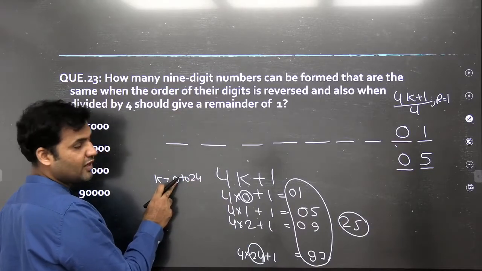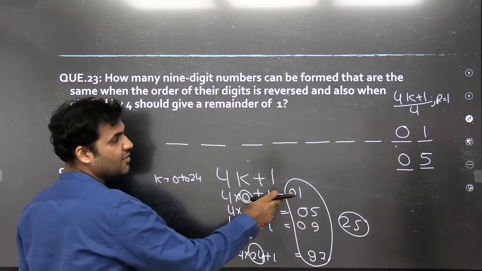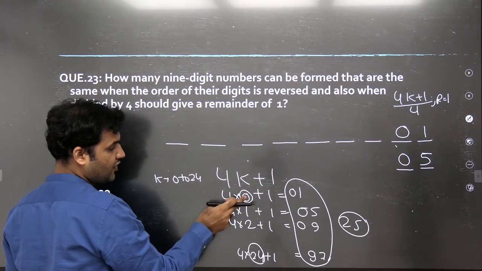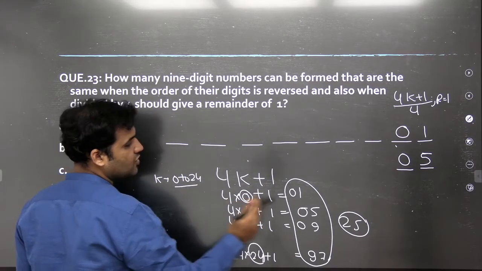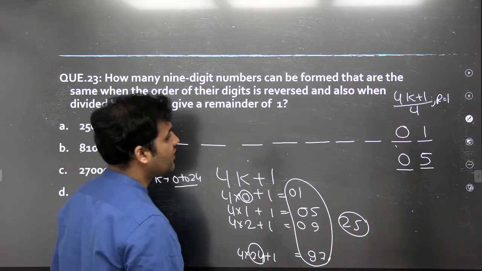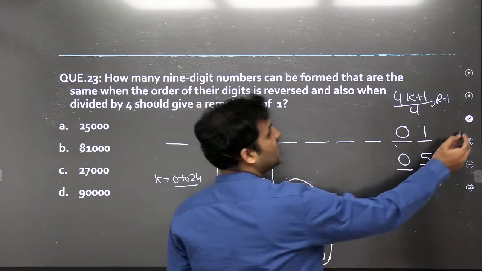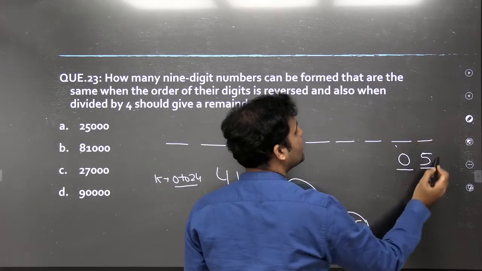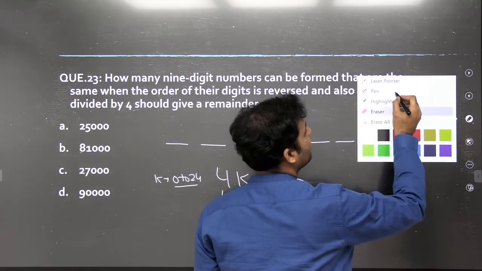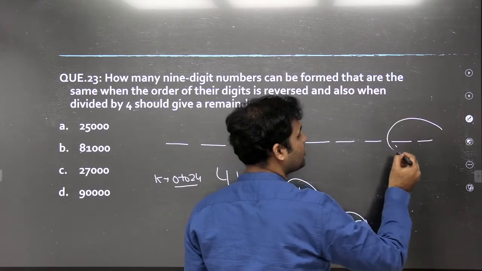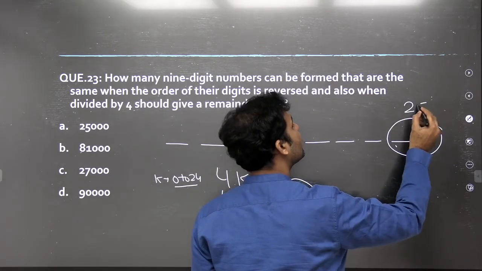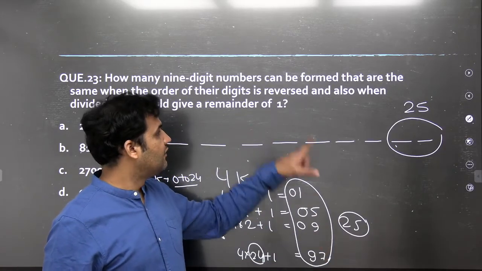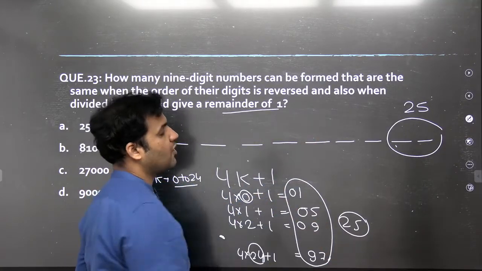For every possible value of k, you are getting a number which satisfies our condition of remainder 1. And the value of k is moving from 0 to 24. That means there are a total of 25 numbers. So therefore, to satisfy this condition of remainder 1, the last 2 digits can only be filled in 25 ways. Can I say the last 2 digits can be filled only in 25 ways? Because a total of 25 2-digit numbers are possible which satisfy this condition of remainder 1.